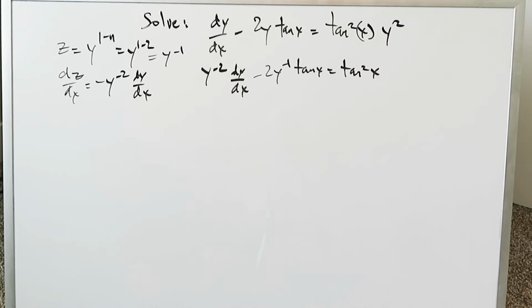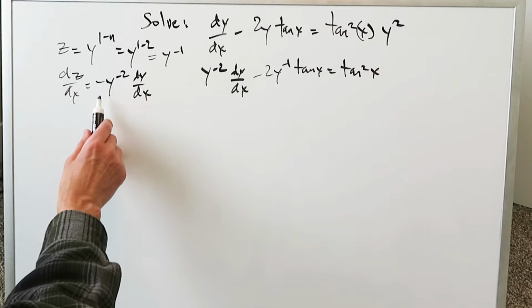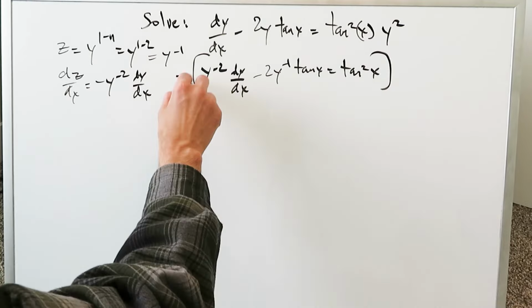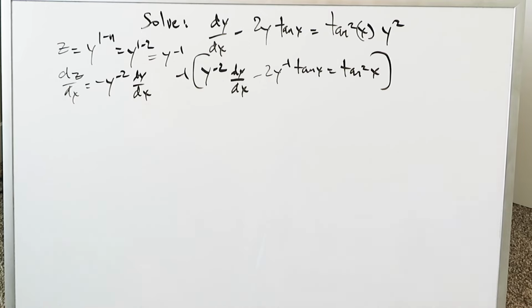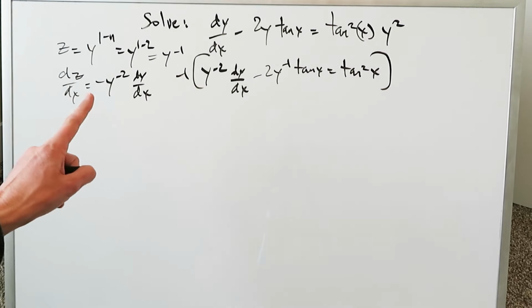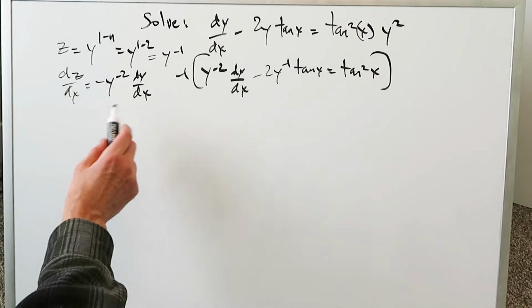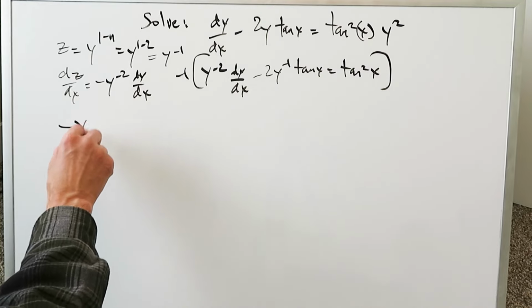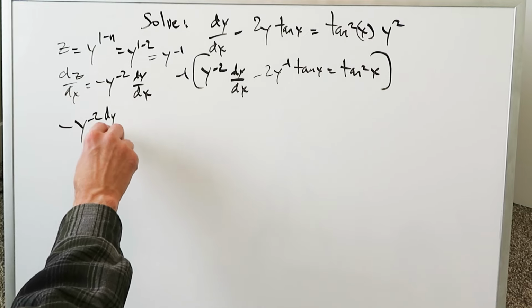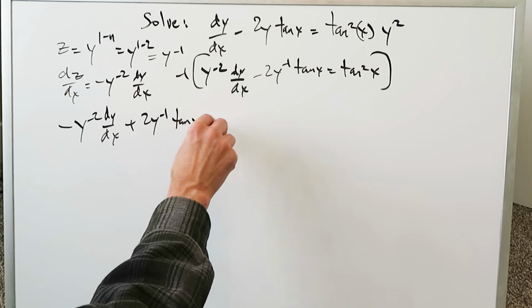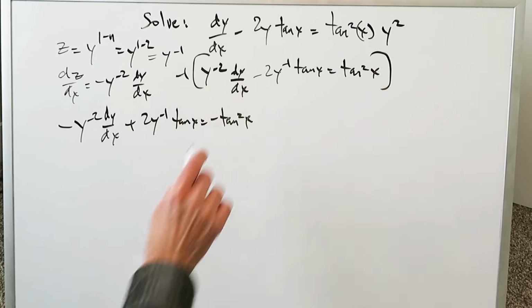Now what's the next step? Well, how about you look right over here. You see this coefficient here, minus 1, you'll hit everything here by minus 1. This is coming from the derivative of this y component, y to the power of minus 1. That minus 1 will apply across, because when you apply it across, it will help you bring these substitutions. You'll have minus y to the minus 2 dy over dx plus 2y to the minus 1 tan x is equal to minus tan square x.